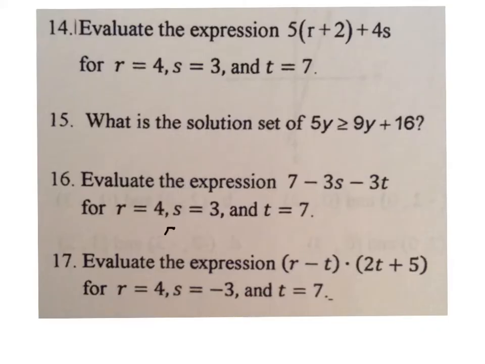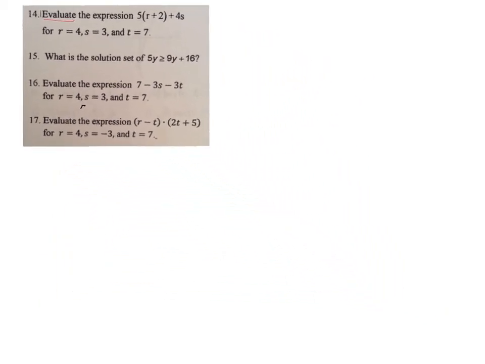On number 14, 15, 16, and 17, notice that they're all evaluate problems. So basically you're substituting the numbers in for the variables. So I'm going to minimize this here in a second, and I'm just going to put all the numbers in, and we're going to do them all at the same time. Okay, so here we go. Let me minimize this just a little bit, and you should have your review in front of you. Okay, here we go. 5. Now R in this case is 4 plus 2 plus 4, and then S is 3. That's going to be problem number 14.